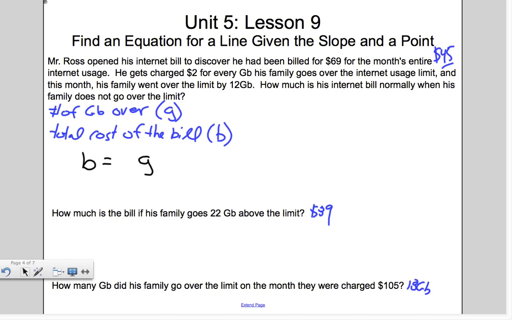If you go over, then you're charged $2 per gigabyte. Right, so this is almost like a rate, which is equivalent to a slope. For every gigabyte over, we get charged $2. If I go 5 gigabytes over, how much extra? 5 times 2, which is 10. If I go 20 gigabytes over? 40. So it's 2 times G, because this is our rate.